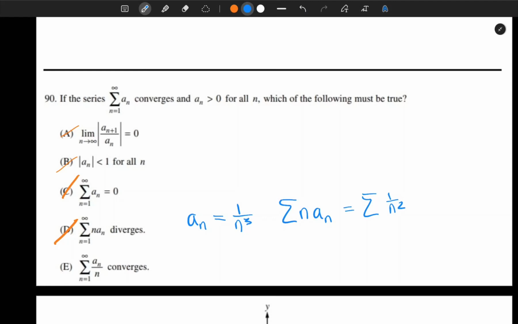And this is certainly true because we know that the sum of a_n converges and that 1 over n goes to 0 as n goes to infinity. So we're actually decreasing the value of each term in the summand by adding this 1 over n. So it just makes it a more convergent sequence, or a more convergent series. So the answer here is E.